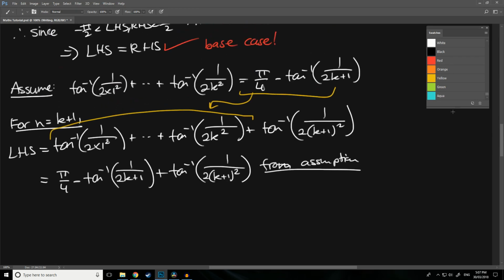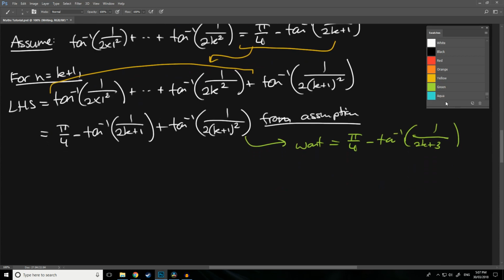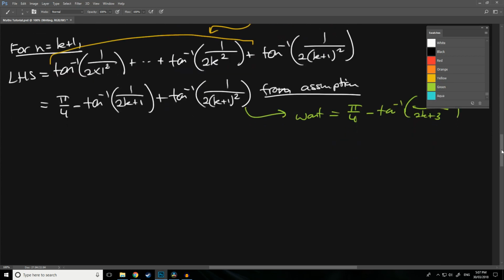Now, remember that we want this to equal pi on 4 minus inverse tan 1 on 2k plus 1 plus 1. It's important we don't lose sight of that. And in fact, this bottom can actually just be written as 1 on 2k plus 3. So we need a way of getting these two inverse tans and making them into one thing. So we'll use another less so common trig identity.